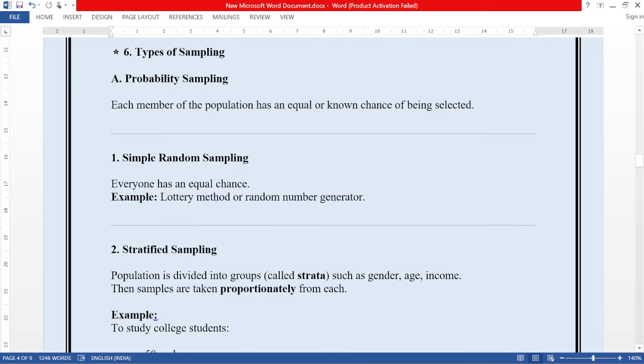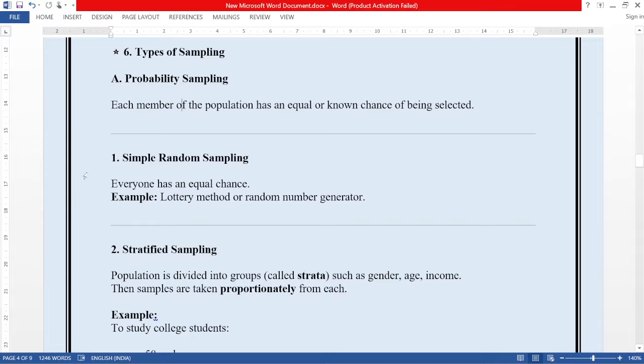now let's talk about types of sampling. Probability sampling. Each member of the population has an equal or known chance of being selected. Okay, this is the characteristic of probability sampling. If you are taking the samples from the population, each sample would have an equal chance of being selected.